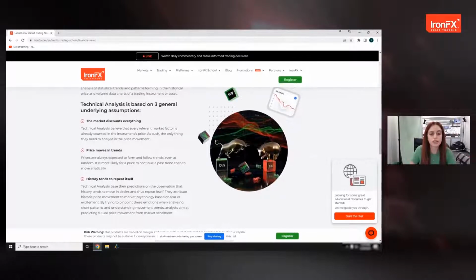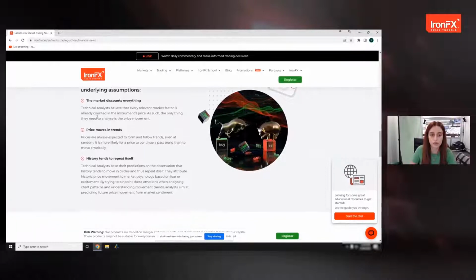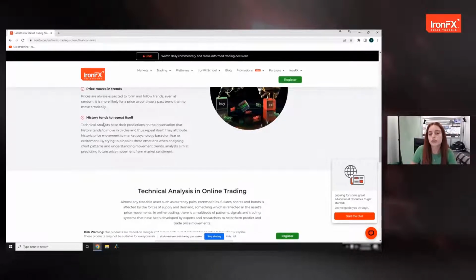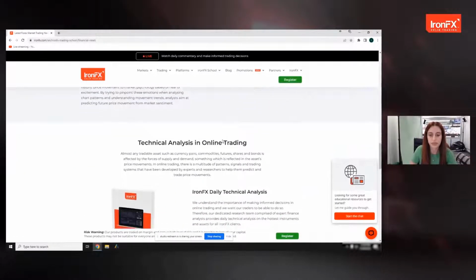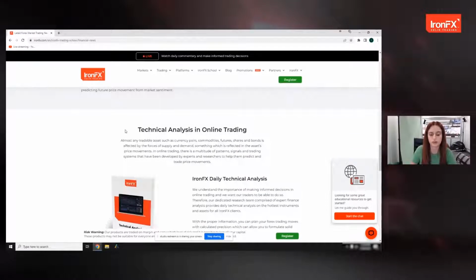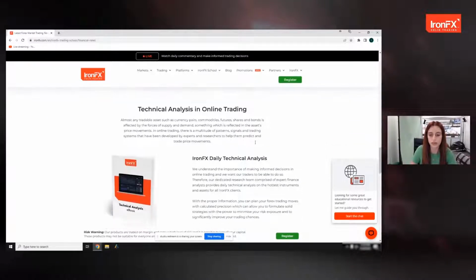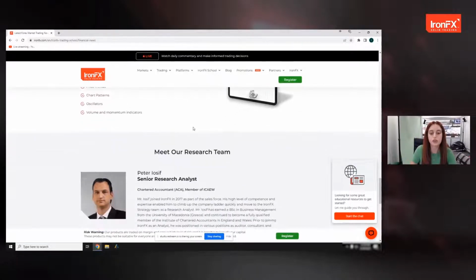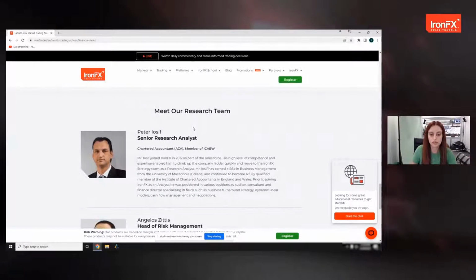So as you can see here, technical analysis is based on 3 general underlying assumptions. You have the market discounts everything, price moves in trends, and history tends to repeat itself. Then you see the option right here, which is technical analysis in online trading. You scroll down. And also here you see our research team.